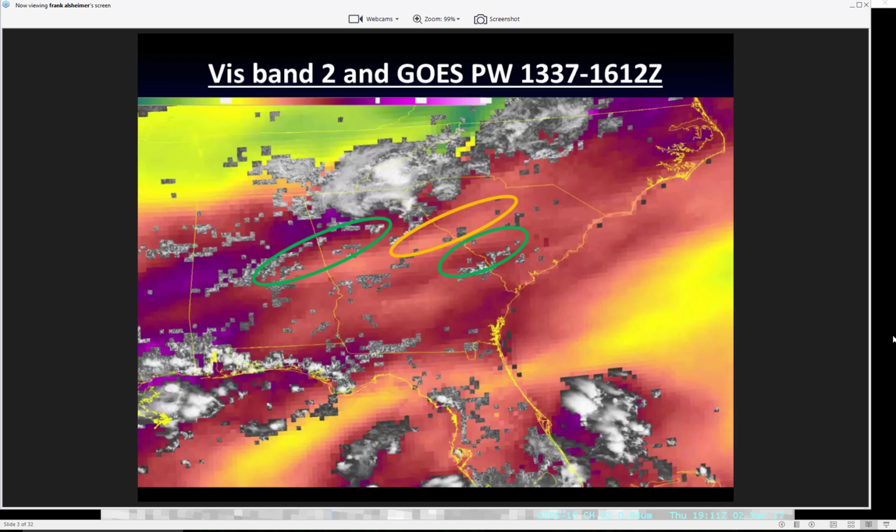And that is to be expected based on what we saw in the lower level water vapor with the indication of drier air at those semi-lower levels in that specific spot. So it's not a surprise that we see this reflected in the baseline product.